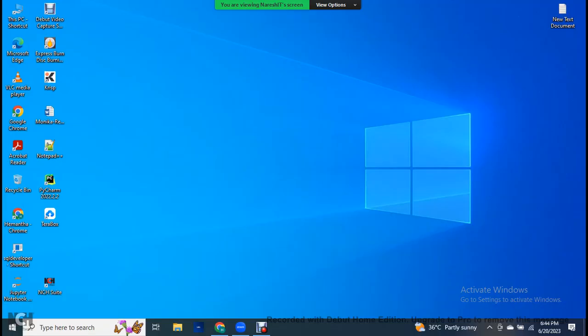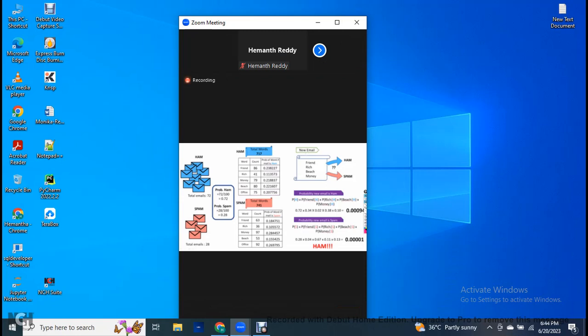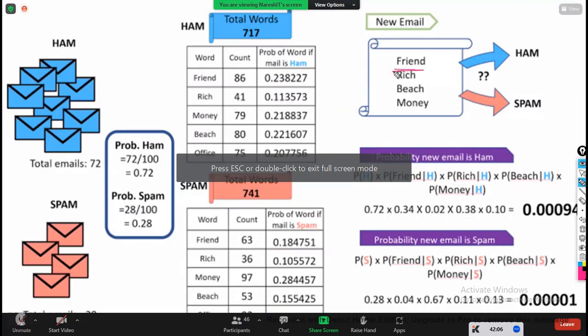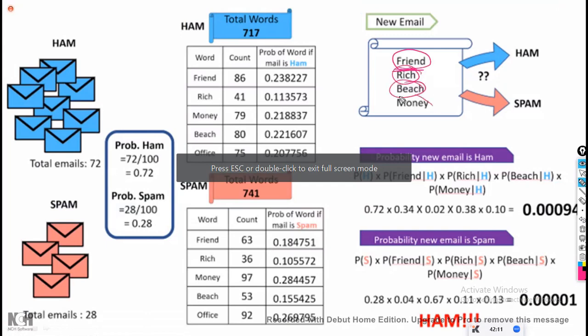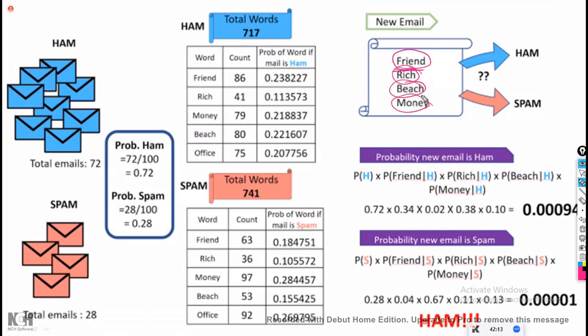Now, with respect to a new mail. I'm having a new mail with the words friend, rich, beach, money. After doing the data cleaning and everything, finally I have got these 4 words in the mail. Now, whether this mail belongs to a ham mail or a spam mail, I have to calculate this.